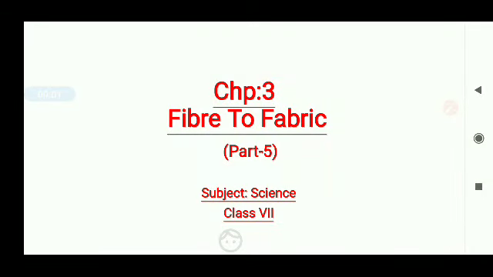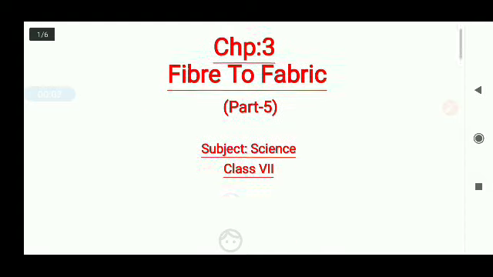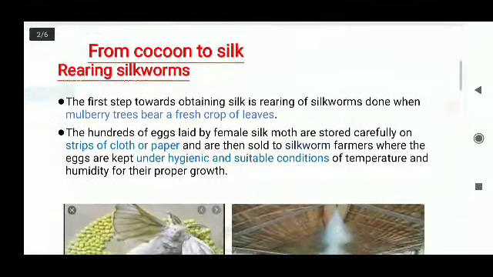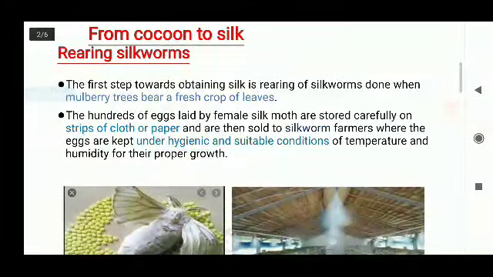Hello students, today we are starting on the fifth part of chapter number 3, Fiber to Fabric. In this topic we will be discussing how silk is made from the cocoon.